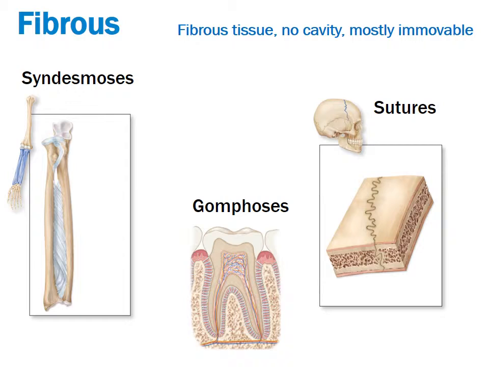Lastly, sutures occur in the skull, where the flat bones are attached by tiny protein fibers. Sutures are synarthroses, but gomphoses can move a little bit.